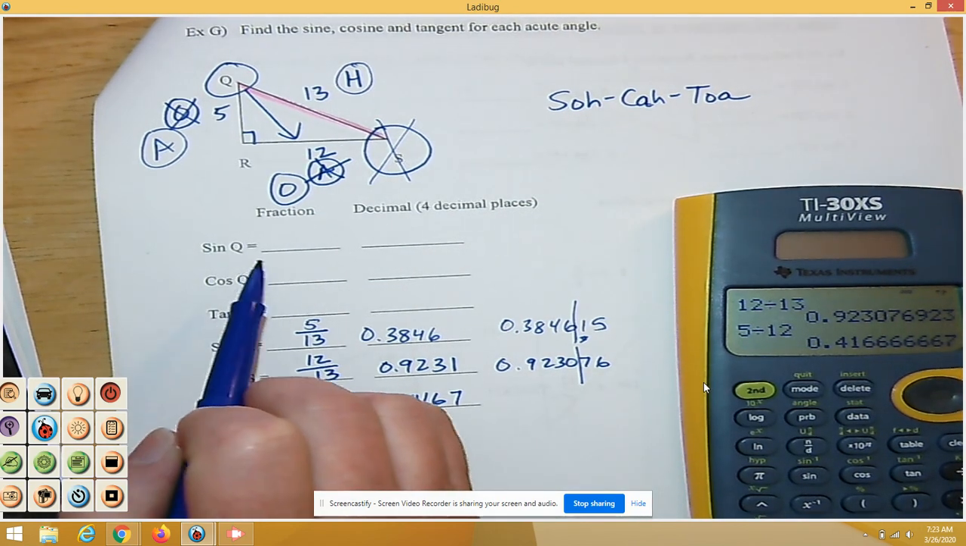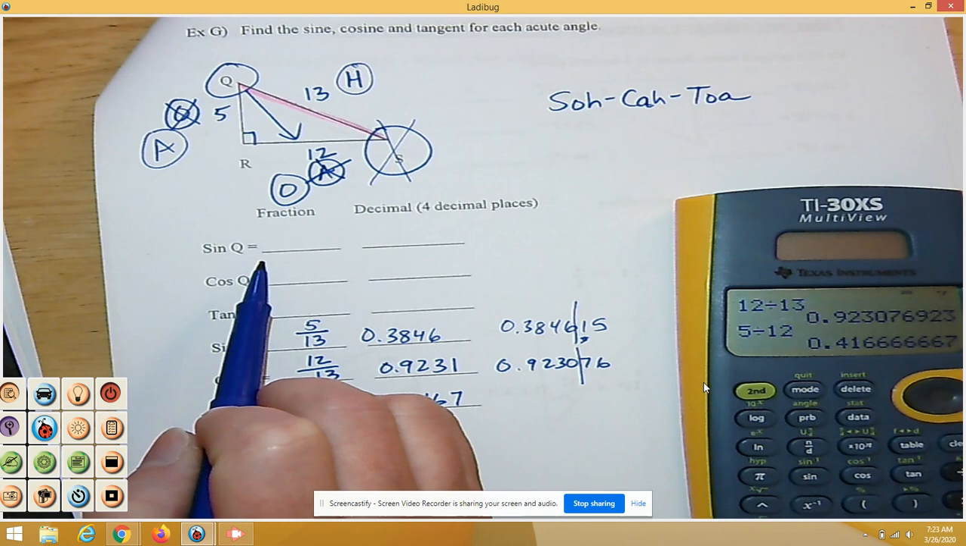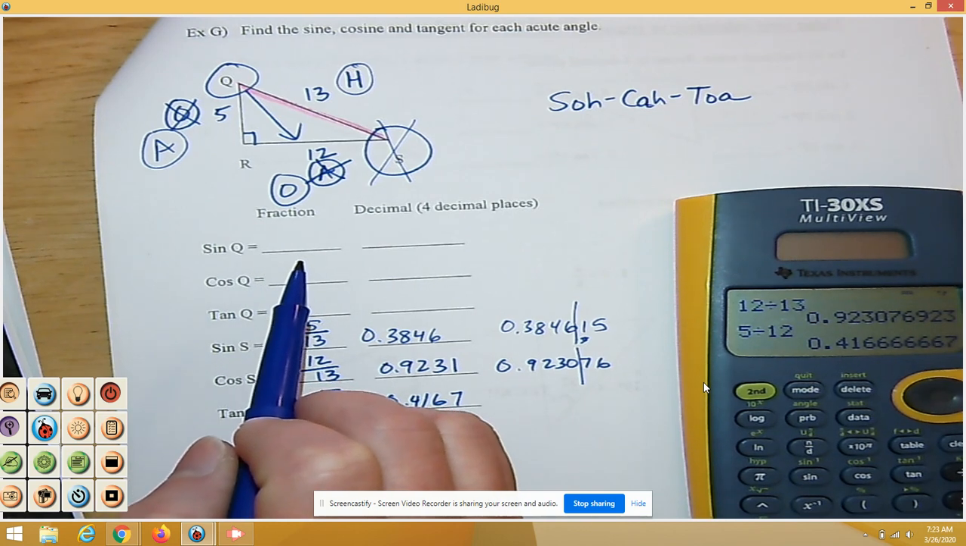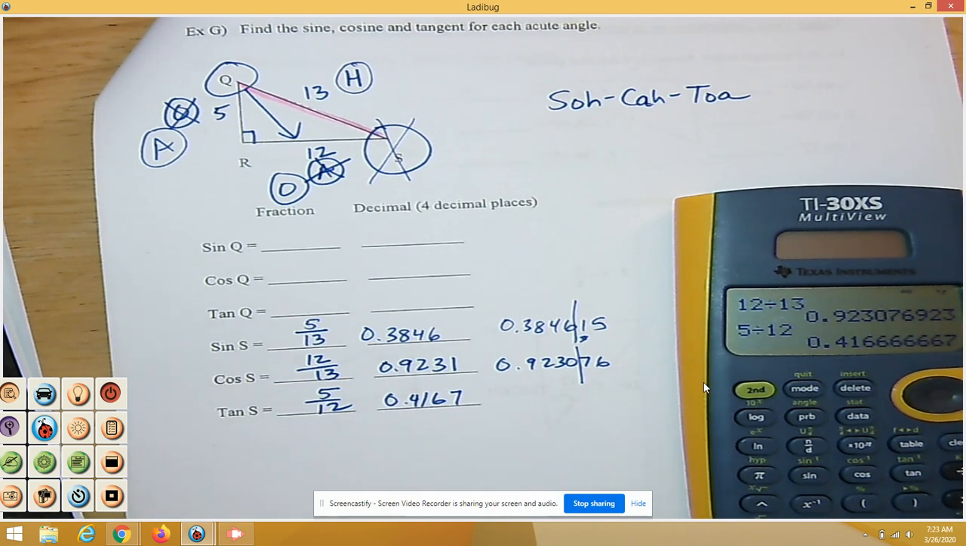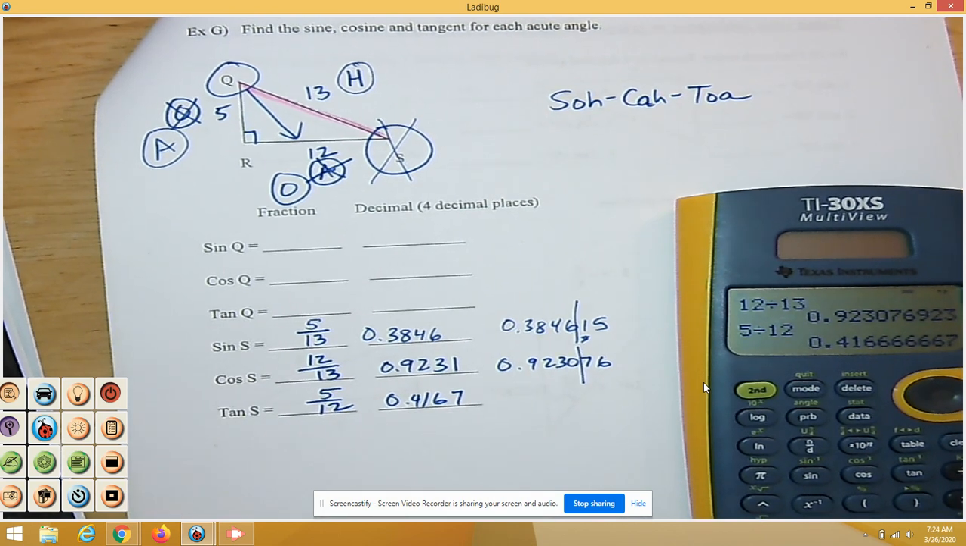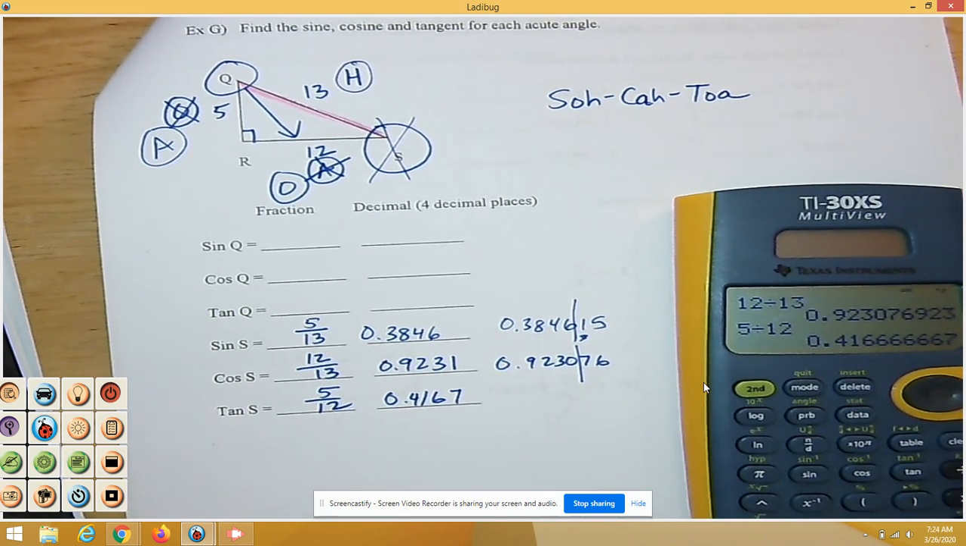All right, so for the sine of angle Q, we're going to do the ratio of the opposite side to the hypotenuse. We're going to do the cosine of Q and the tangent of Q. Go ahead and pause the video and try those with a fraction and the decimal.